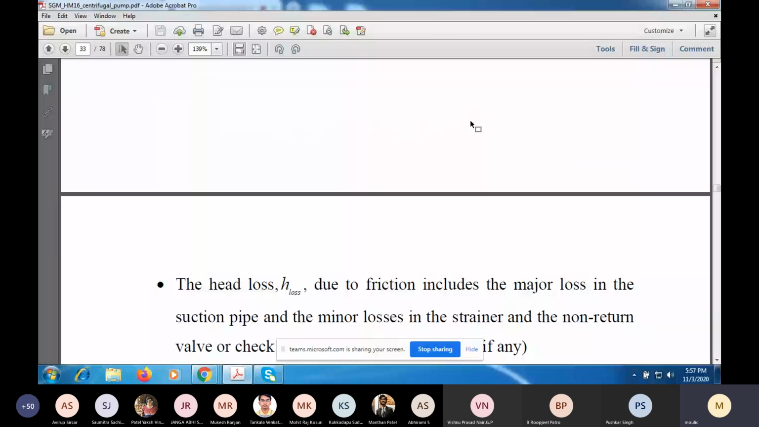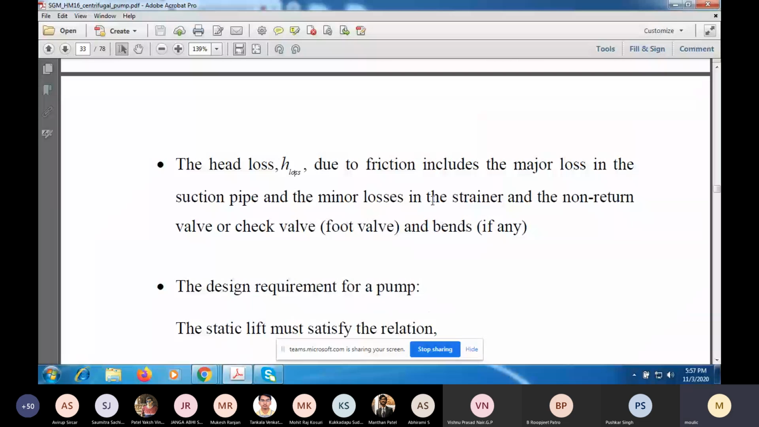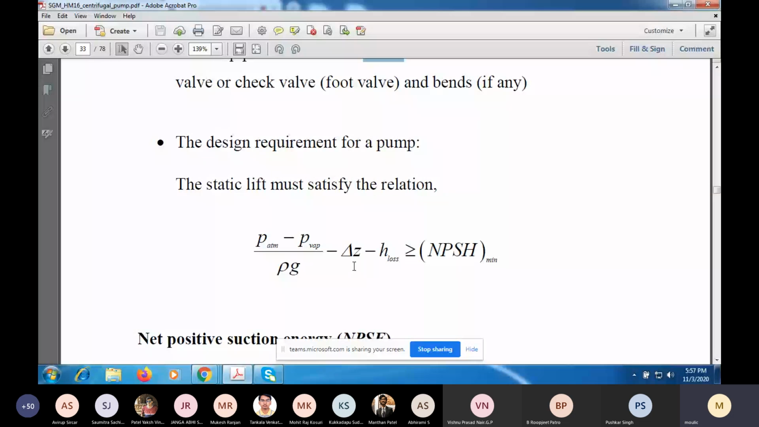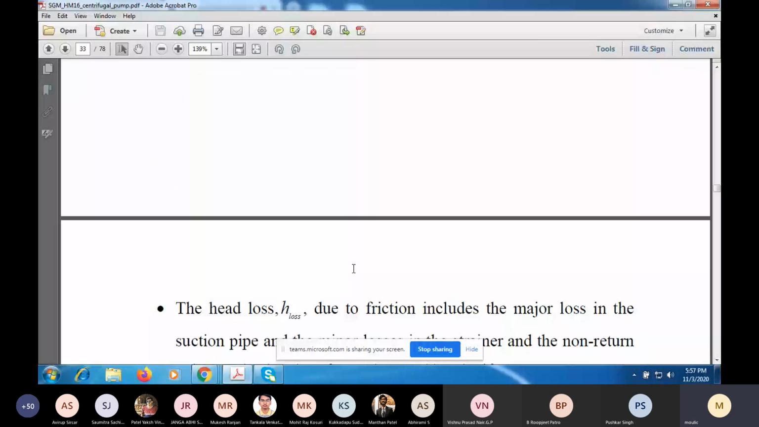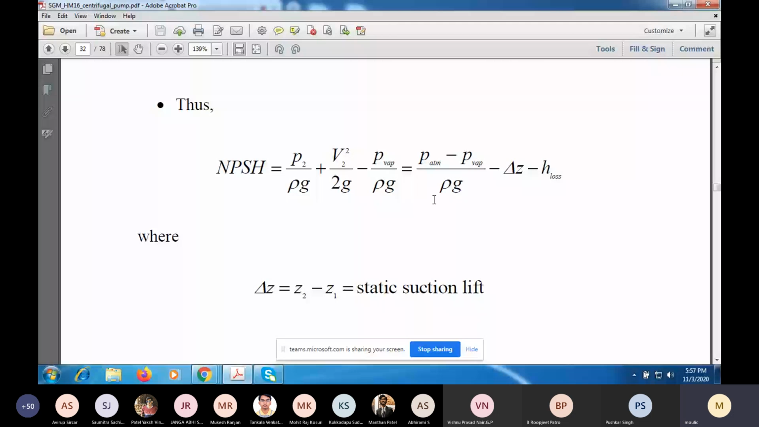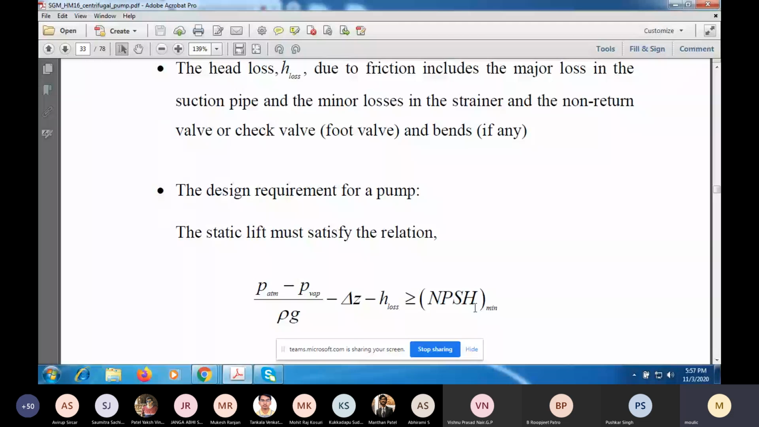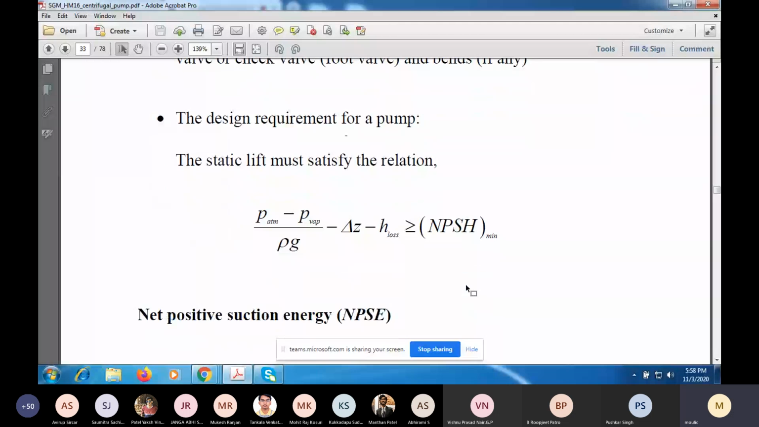So this head loss includes the major loss in the suction pipe, and the other losses we may refer to as minor losses. So there may be a strainer and a check valve or foot valve. There may be some bends. So there may be further losses here. So this quantity which we found here, this right hand side here, must be greater or equal to some minimum value, which will depend on the operating conditions of the pump.